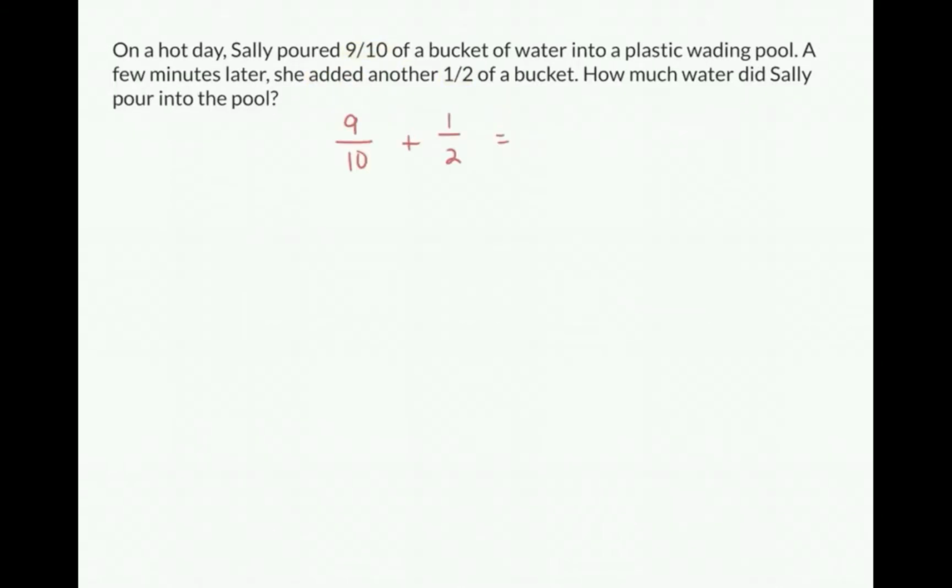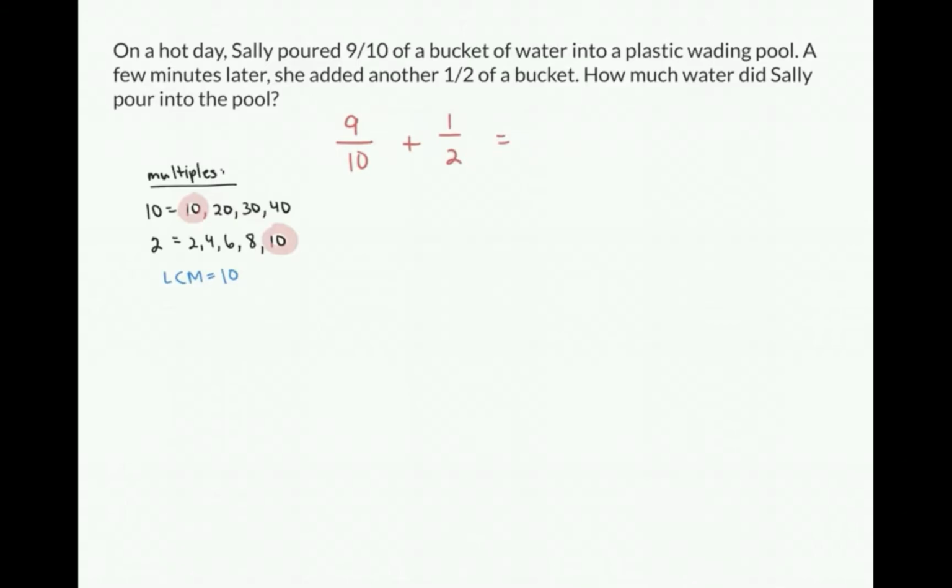I know that when I add fractions, I need a common denominator. I don't have that yet. Let's find the LCM between our two denominators, 10 and 2. I can see that my LCM is 10. That is the denominator I need.